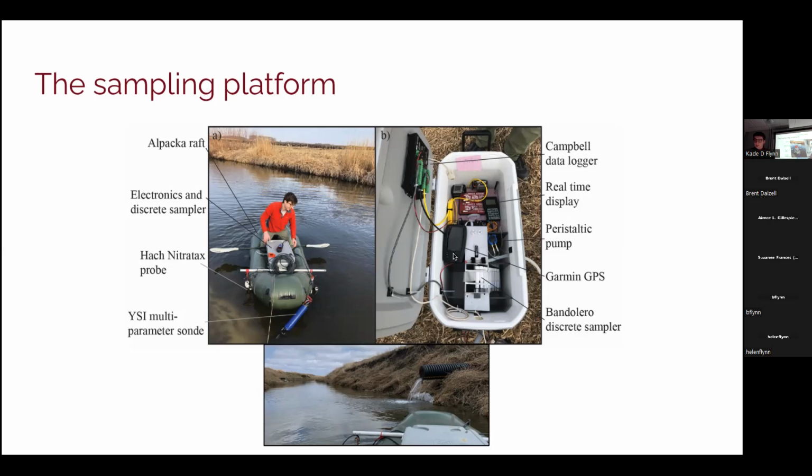We also have a system called the Bandolero discrete sampler, which allows for water samples to be semi-automatically collected so that these samples can be taken back to the lab and analyzed for parameters that our sensors don't measure, or to validate these sensor measurements. This bottom panel shows the capability of the sampling platform to navigate up to features of interest like tile outlets and to potentially sample them directly. But all the data I'll be presenting today focuses on measurements from within the stream channel.